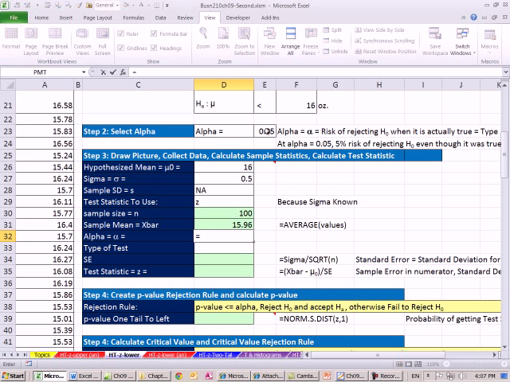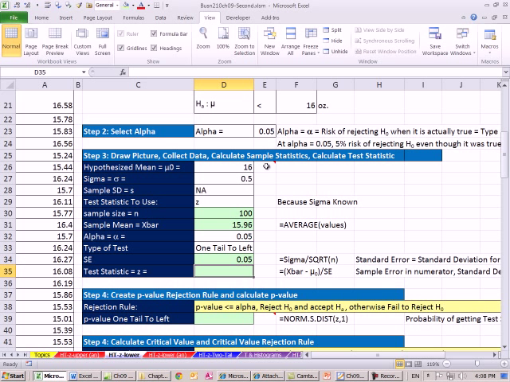Now our alpha, I have that up here. The type of test, this is a one-tail to the left. All right, now we got to calculate our standard error. We know for the sampling distribution of X bars, the variation is less than in the population, so we calculate our standard error. We know sigma, so we take that divided by the square root of our sample size. So there it is, 100. Now we can calculate our test statistic.